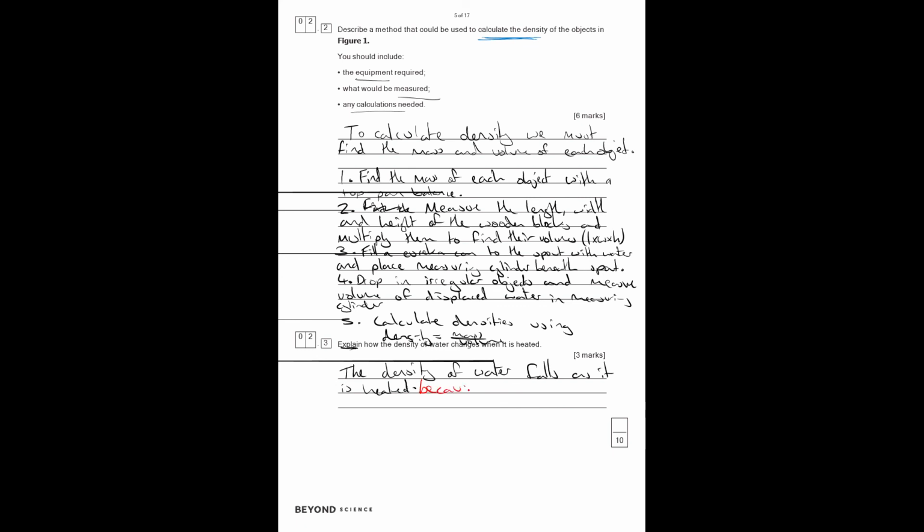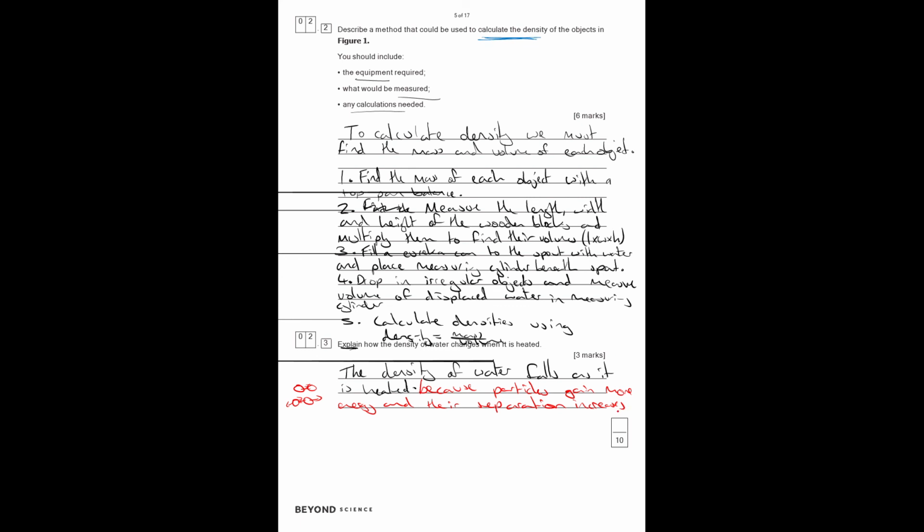Because particles gain more energy and their separation increases. So as the particles gain more energy, they vibrate more strongly and their separation increases, as opposed to a cooler liquid where liquid particles might be vibrating quite near to each other. They have a slightly larger separation when they warm up. Now that's the key thing.